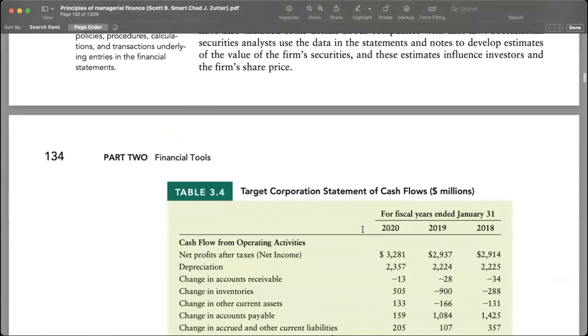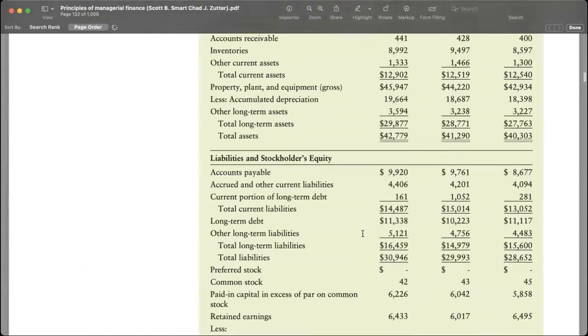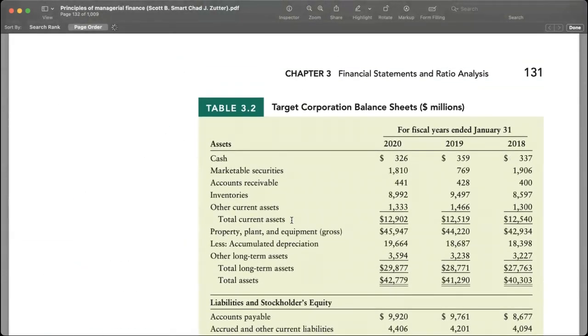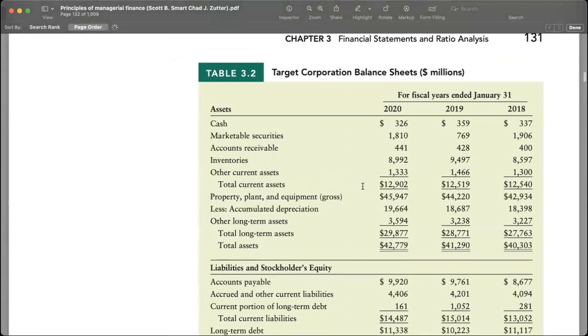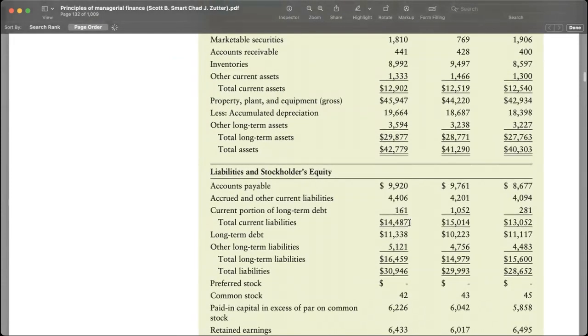So if you go to the balance sheet, you will see the total current asset, 12,902. And current liabilities, 14,487. So does it match? So this is how you have to read the textbook. Then you will remember which item is found where, in which financial statement. Yes.